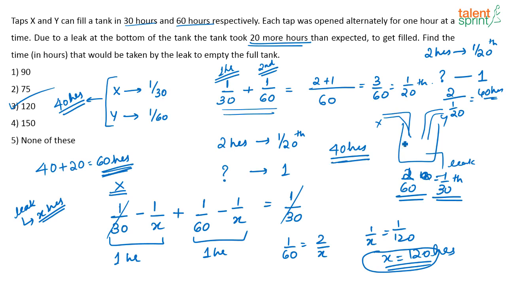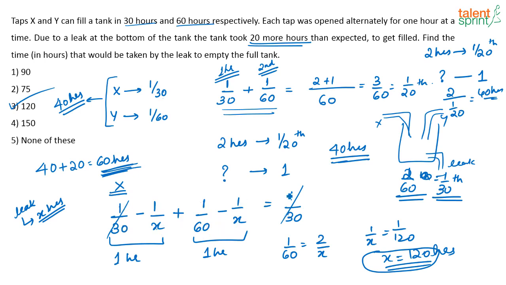Other than these two pipes working alternatively, there is a leak which is constantly emptying the tank, and because of that 20 hours extra is taken to fill the tank. So now the total time taken to fill the tank is 60 hours. Now what is happening here? In the first hour X is working and the leak is also emptying. In the second hour Y is working and the leak is also emptying.